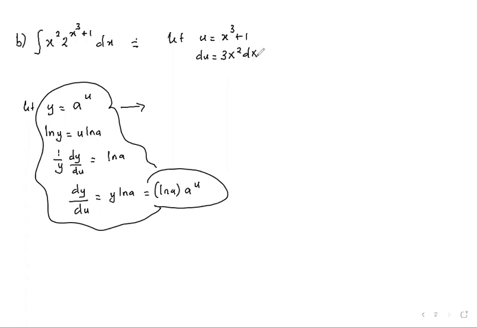Then if we write now, this is going to be the integral of 2 to the power u. If we divide by 3, then we get du over 3 is equal to x squared dx. This is going to be 2 to the power u du with 1 over 3 outside, like that.